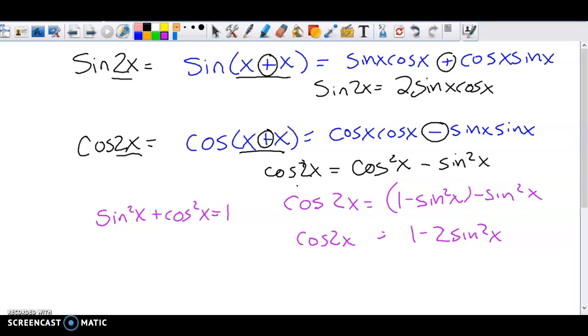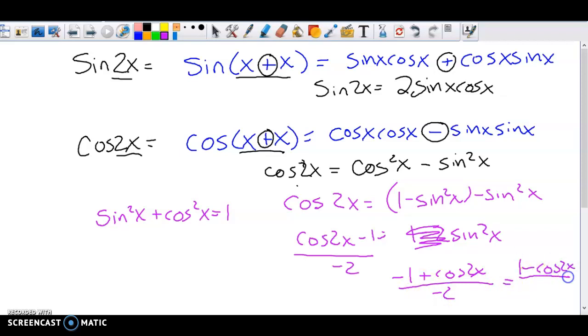And I can get sine squared by itself by subtracting 1 and then dividing by -2. And this would even be equal to, you could flip this around, -1 plus cosine 2x. There's a lot of algebra here. And you could factor out a negative, which would be 1 minus cosine 2x over 2. So you're probably thinking, oh my gosh, I don't want to do all this. And that's fine. You don't have to.